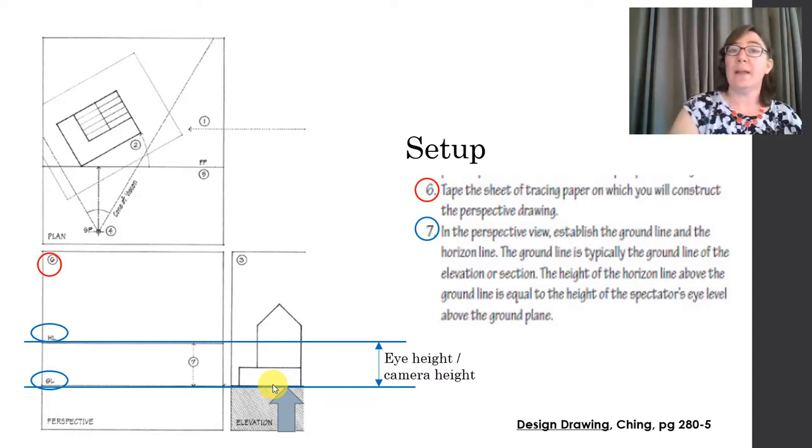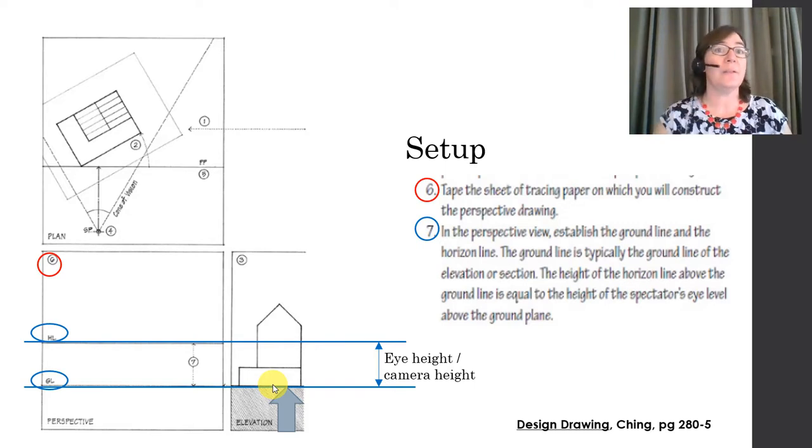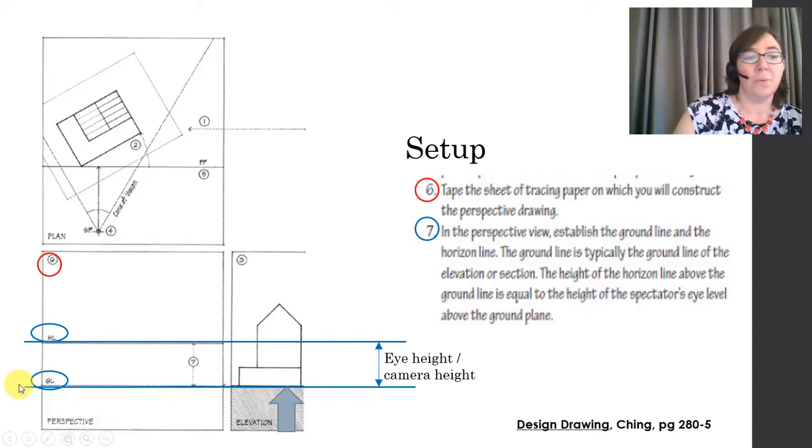It's really common to have it be 5 foot 6 inches above the ground for human eye height. But notice in this example, it's quite a bit higher. We're using more of a camera height or a drone view for this example. So you will go ahead and draw on your perspective view this ground line and the horizon line.